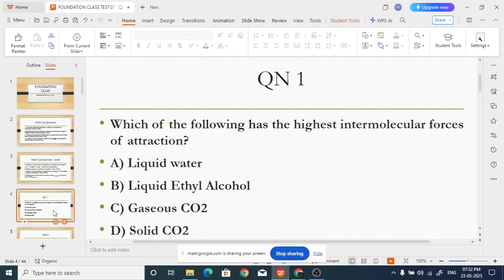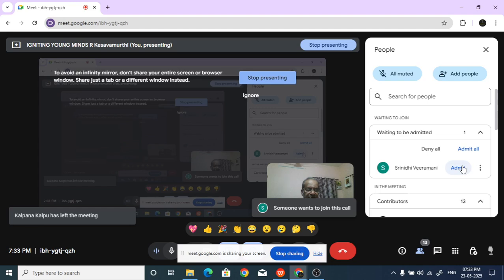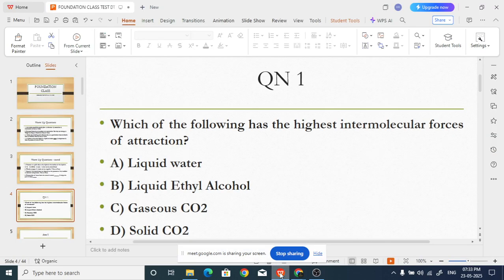Okay, I will ask you, why do you say so? What is the reason? Because solids have a higher molecular force of attraction than liquids. Correct, because solid has more intermolecular forces compared to liquid and compared to gas. So solid CO2.